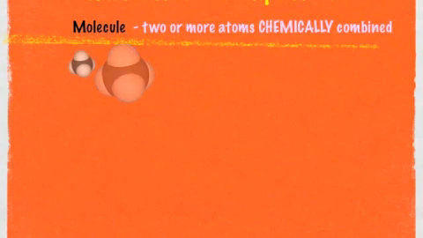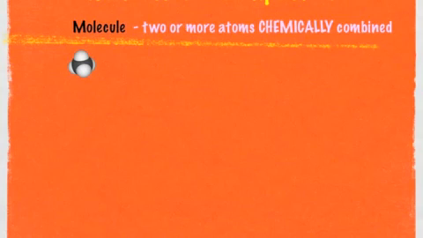A molecule can be defined as two or more atoms that have chemically combined. Not just combined, but chemically combined. And at this point, I don't expect you to know what chemically combined actually means. But hopefully from that picture, you can kind of see that the atoms have joined each other.